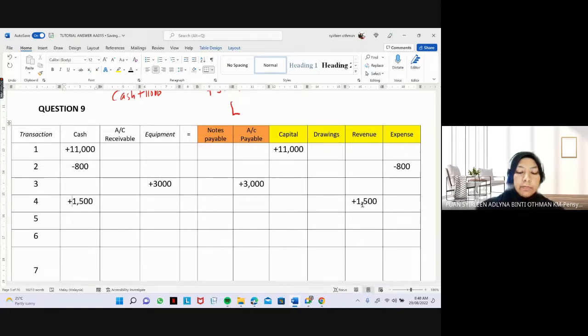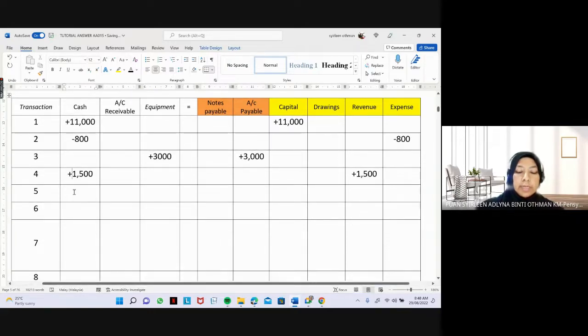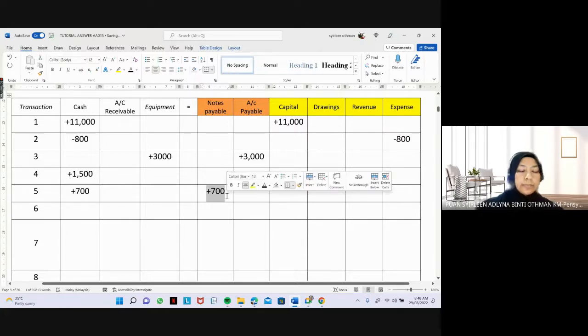Okay, number 5, you borrowed 700 in cash. So you dapat duit 700 ringgit. Okay, so 700 in your cash account. And at the same time, okay, you converted the loan into notes payable. So liability kamu bertambah 700 ringgit.